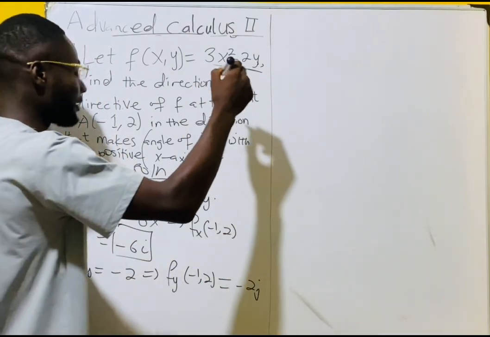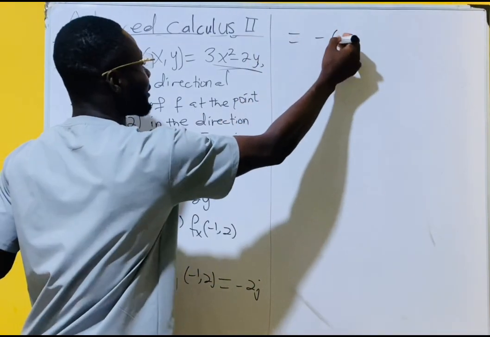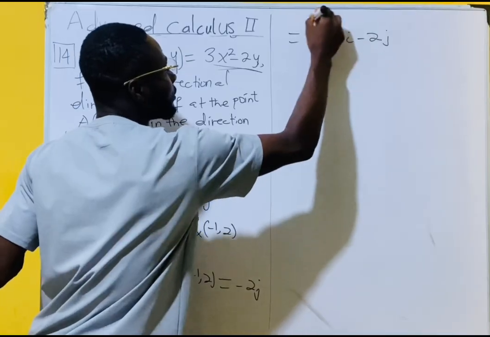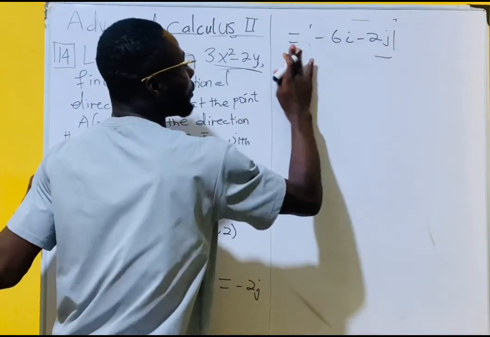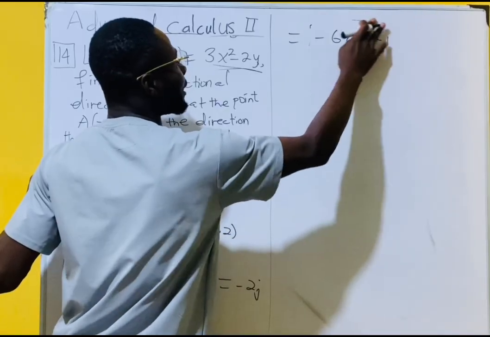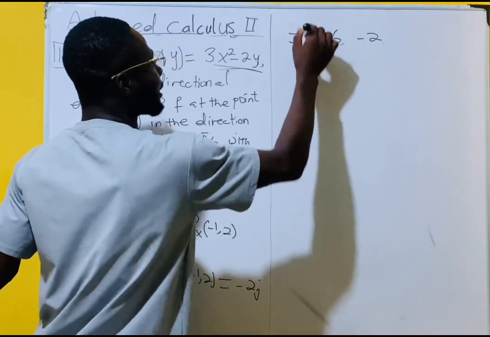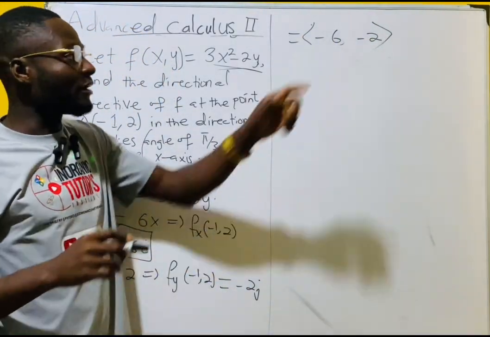So that means that the gradient is what? -6i, -2j, right? So this is what we are going to use. All right, this is what we are going to use. So we can decide to use the angle bracket form, right? So this is what we have for the gradient.